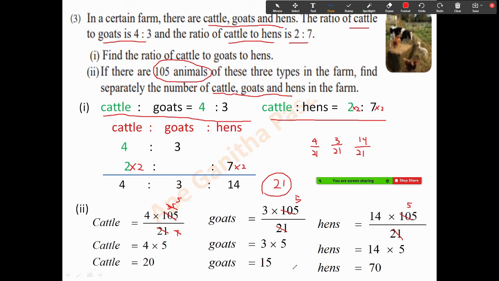So what we did here, we combined the ratios and we wrote the fractions relevant to each part, each label, and after that we multiplied that fraction by the total. Total is 105.